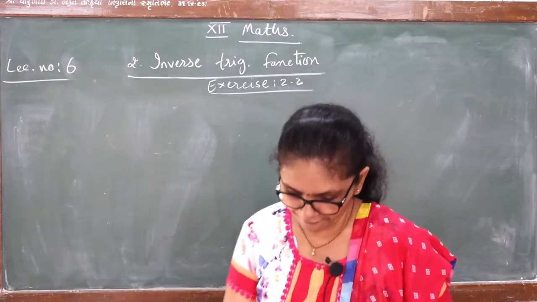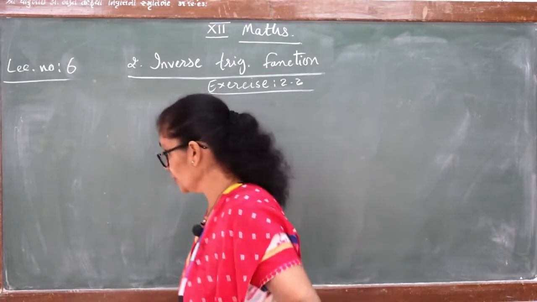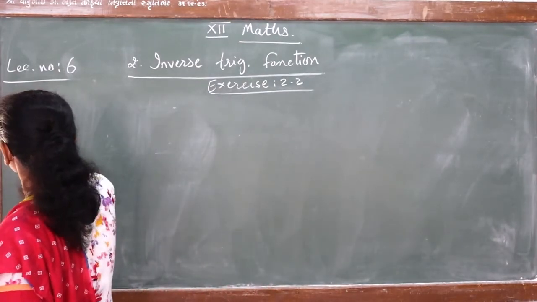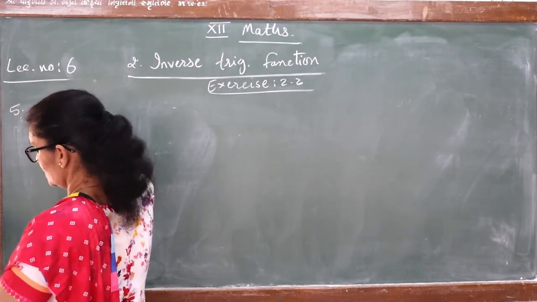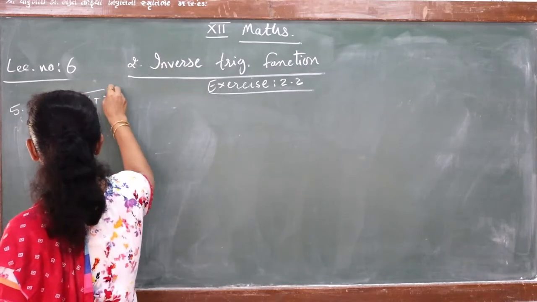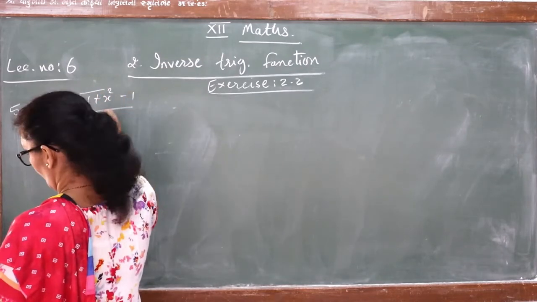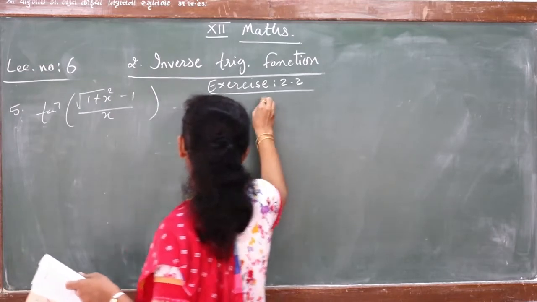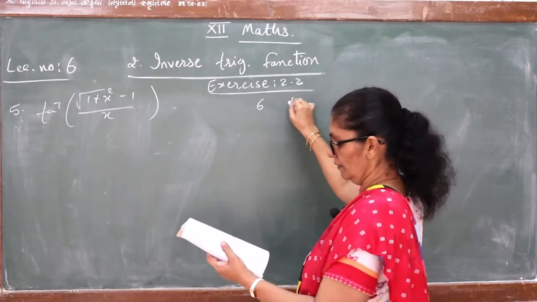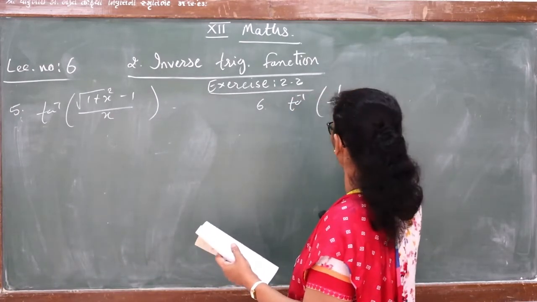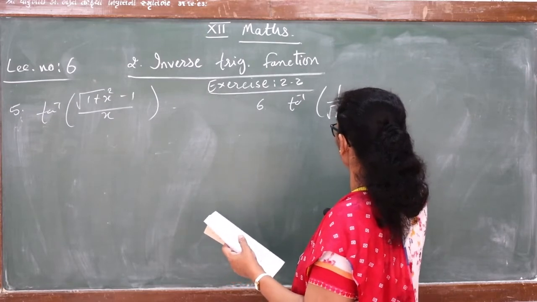Now come to the fifth question. The fifth question is tan inverse of under root 1 plus x square minus 1 upon x. And the sixth question, tan inverse 1 upon under root x square minus 1.